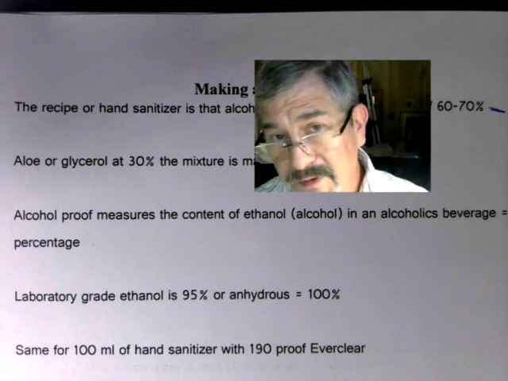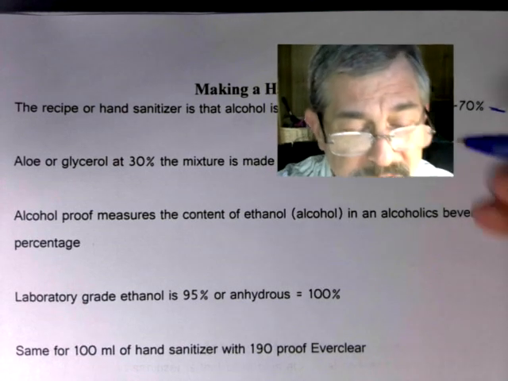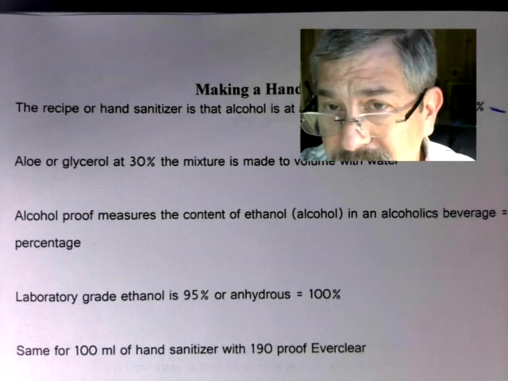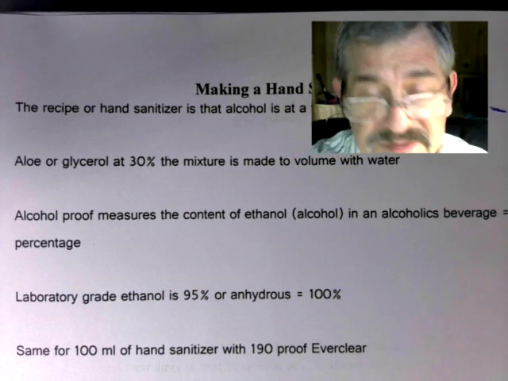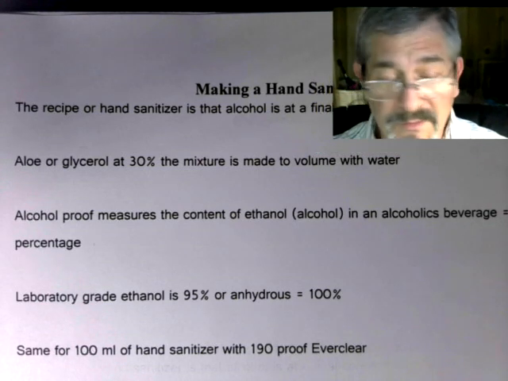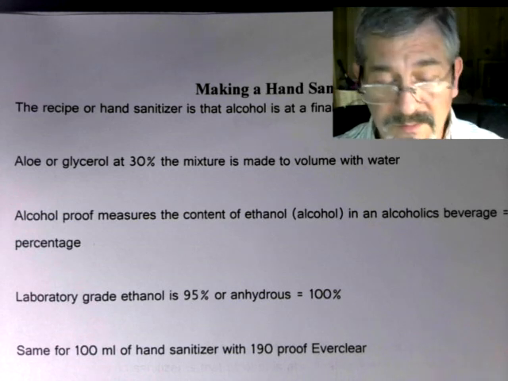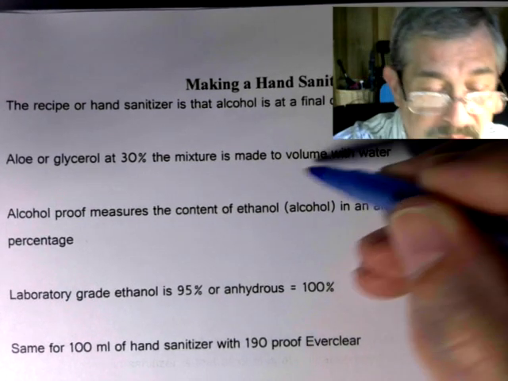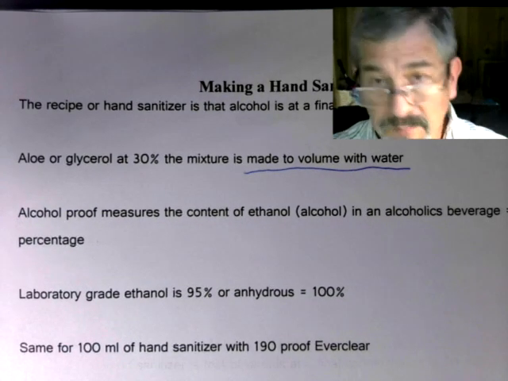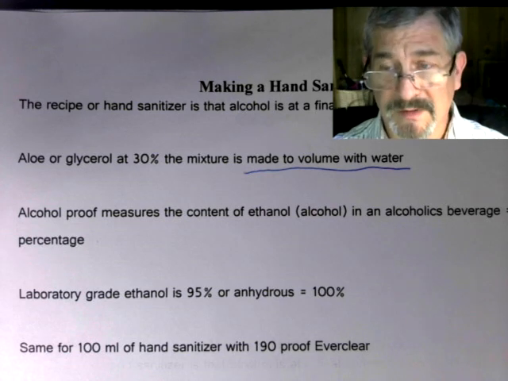It should also have aloe or glycerol, two very popular choices, at around 30%. So the mixture is 70% ethanol and 30% glycerol, and then you make it up to the volume you were aiming for in the first place with water. Okay? The reason for the glycerol or the aloe is really very simple.